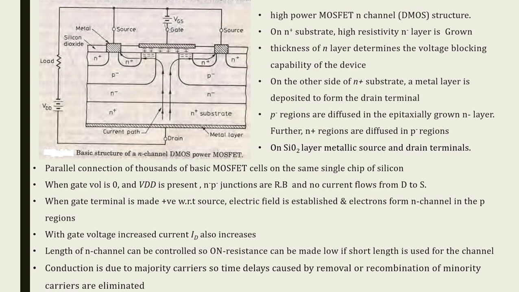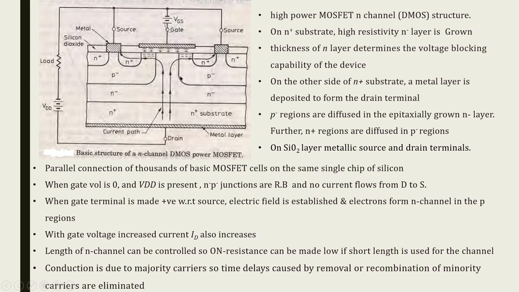Okay, here one major advantage in case of this DMOS is that many basic MOSFETs can be connected in parallel. Parallel connection of 1000 basic MOSFET cells on the same single chip of silicon can be made. On one single chip of silicon, thousands of basic MOSFETs can be connected in parallel. Here you see, here one MOSFET is there, here one MOSFET is there, like that thousands of MOSFETs can be connected in parallel in case of power MOSFET.